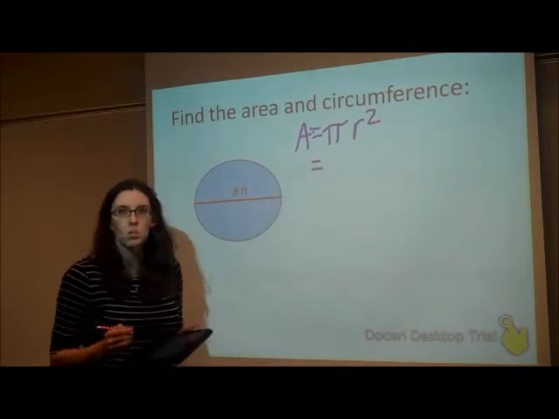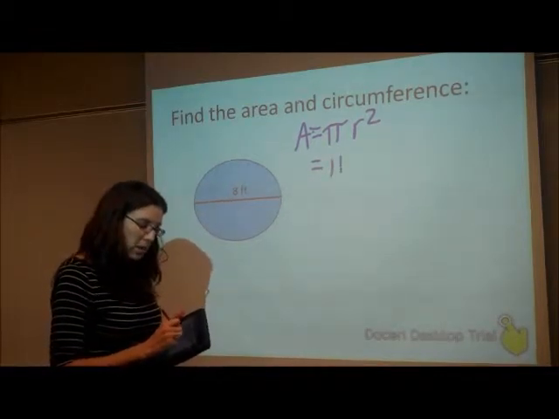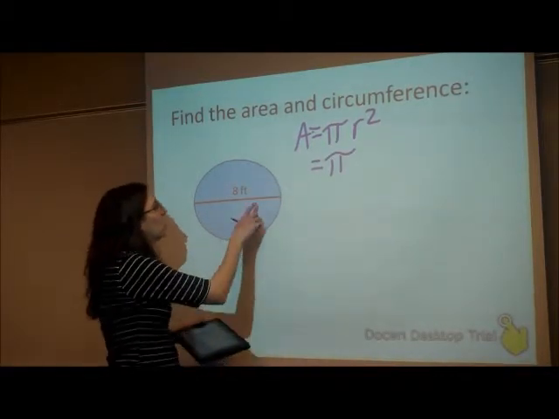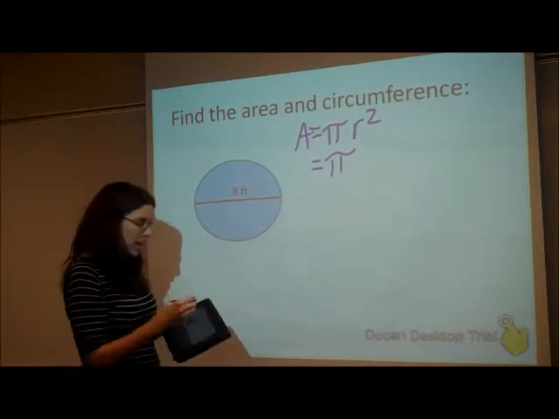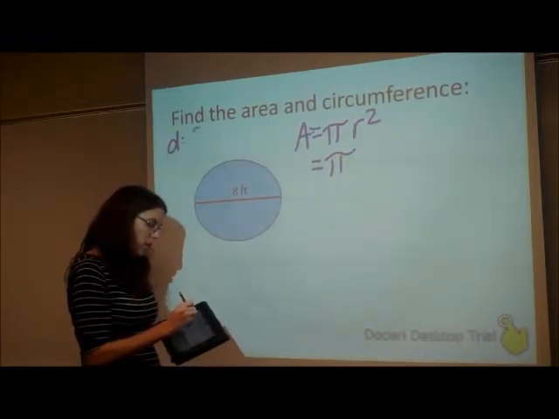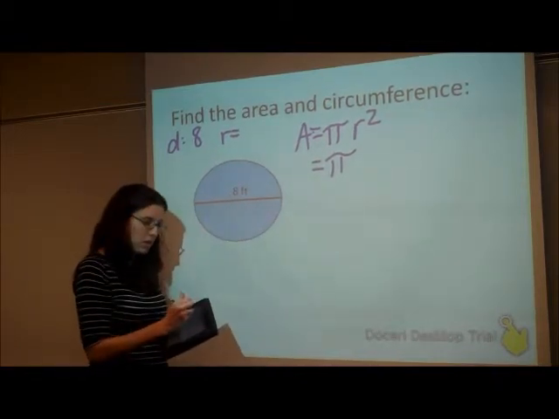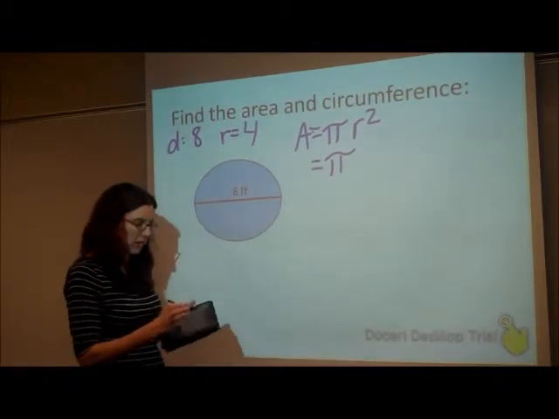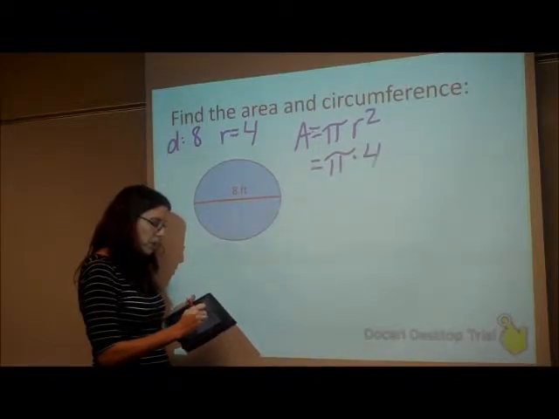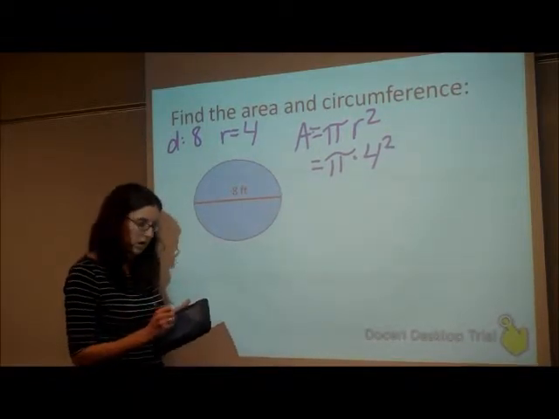Now let's fill in our numbers. So I'm going to keep pi because I'm going to use the pi button on my calculator. Well, if my diameter is 8, then what is my radius? Well, the radius would be half of this, so I'm going to use 4 for my radius. So area would be pi times 4 squared.